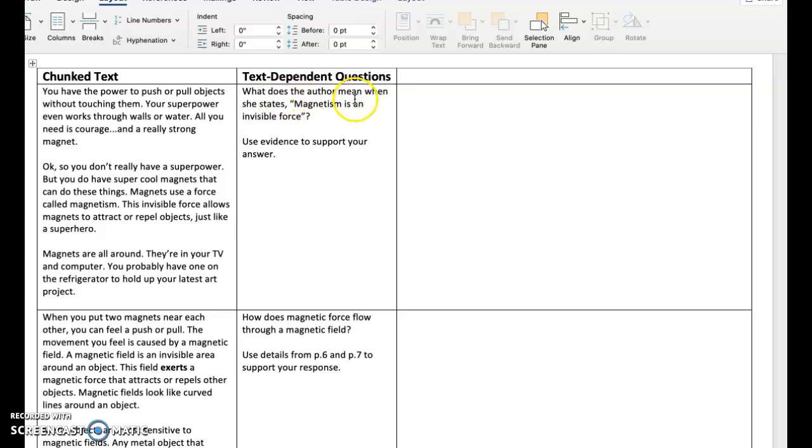Great, now that we've reread this text, let's look at our text-dependent question. What does the author mean when she states magnetism is an invisible force? I see this key word here, magnetism. Let me see if I can see where they talk about magnetism or magnets, and it being invisible, an invisible force. You see these quotation marks? This tells me that this is from a specific sentence in the text. I want to find the sentence because this is going to give me a clue to what I should be writing about.